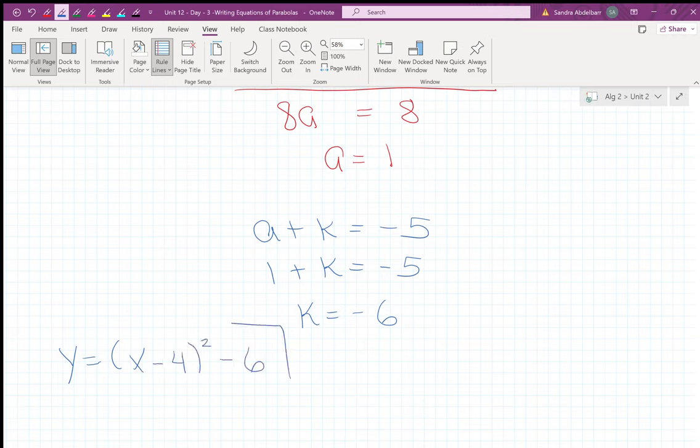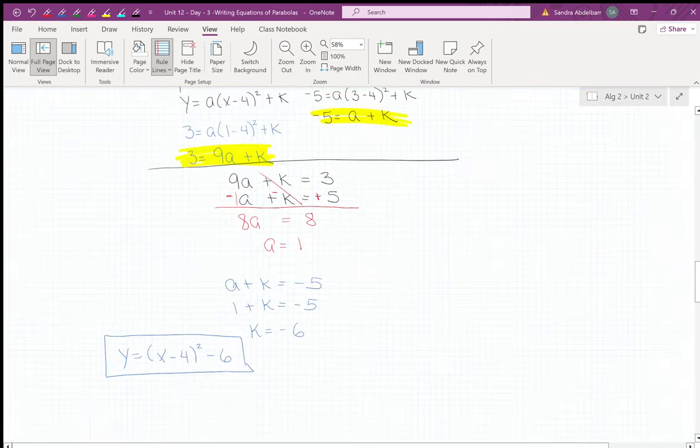How come I didn't put a number in front? Because a is 1, exactly. No, you could absolutely put a 1 there. Did I go too fast? We good?